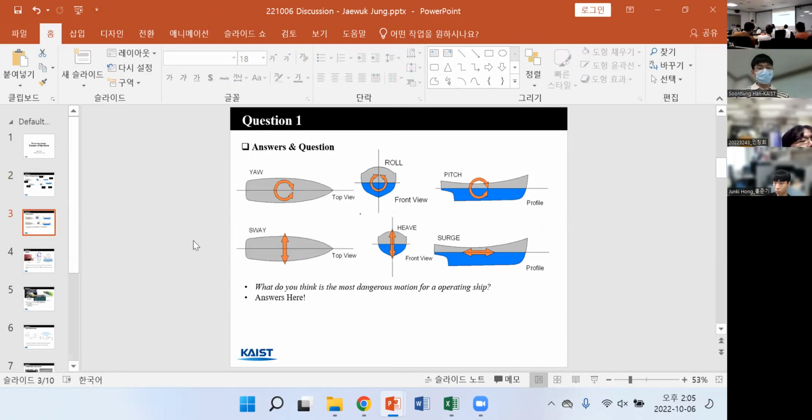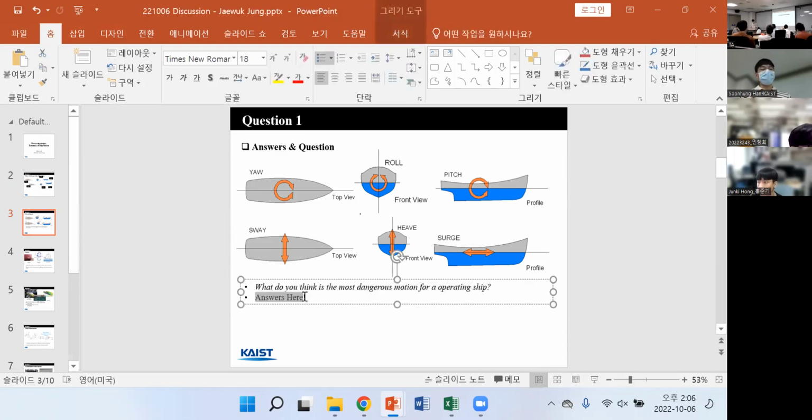But our first question is, what do you think is the most dangerous motion for an operating ship? In this case, let's think of a rigid body ship. If you have any opinions, feel free to talk about it. I think the rolling motion is the most dangerous. Do you have any reasons for it? Yeah, because the boat will sink.